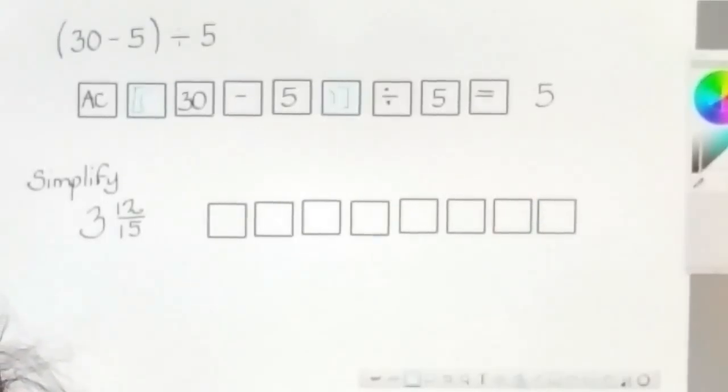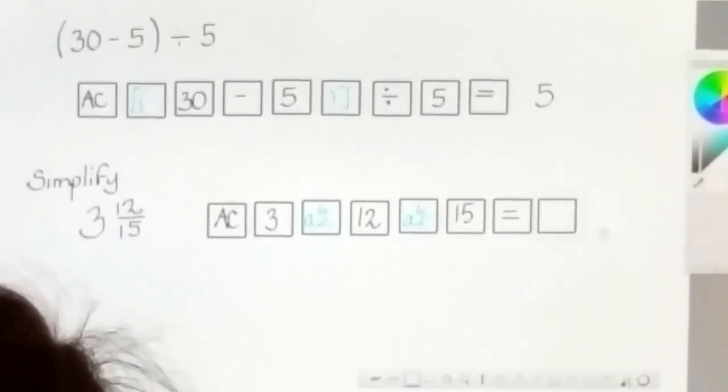So let's try this one. All clear. 3. And the special key this time is ABC. 12. And you press the ABC again. You are allowed to do that twice in one entry. So you can use it up to 2 times. And I actually have an extra box, no surprise.